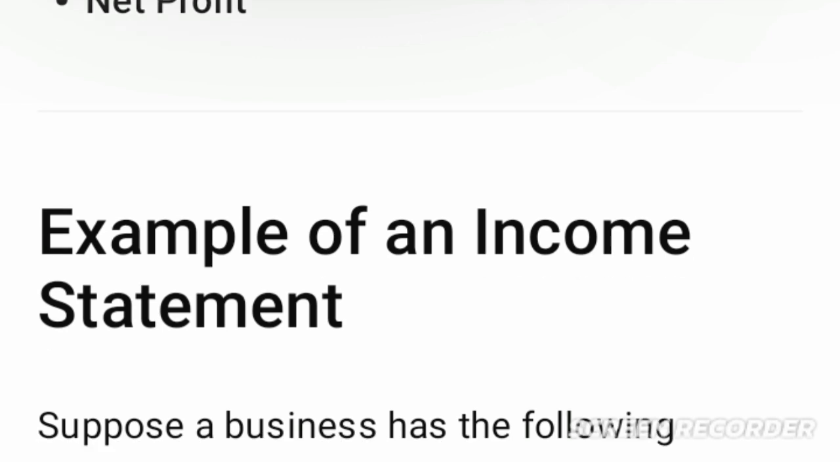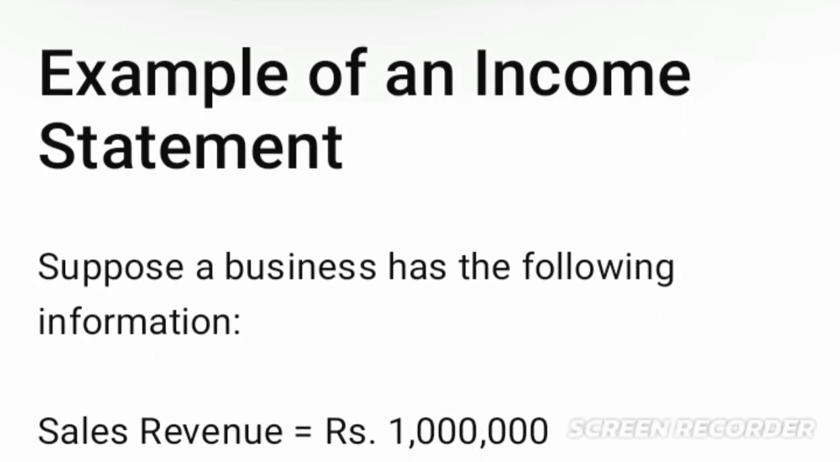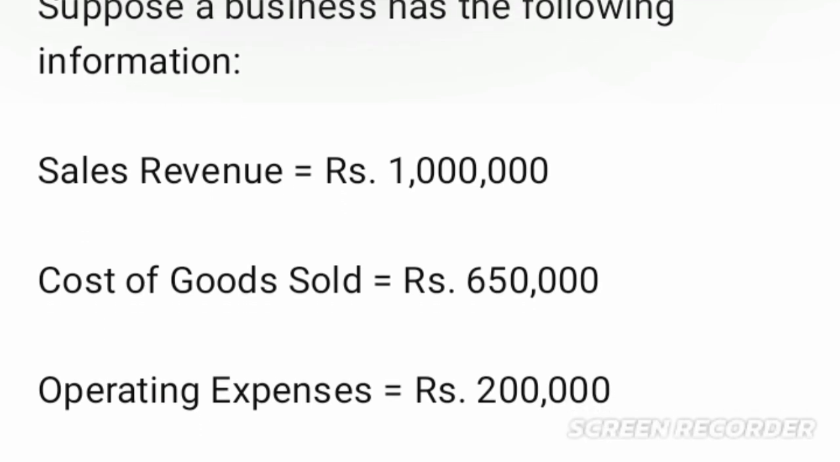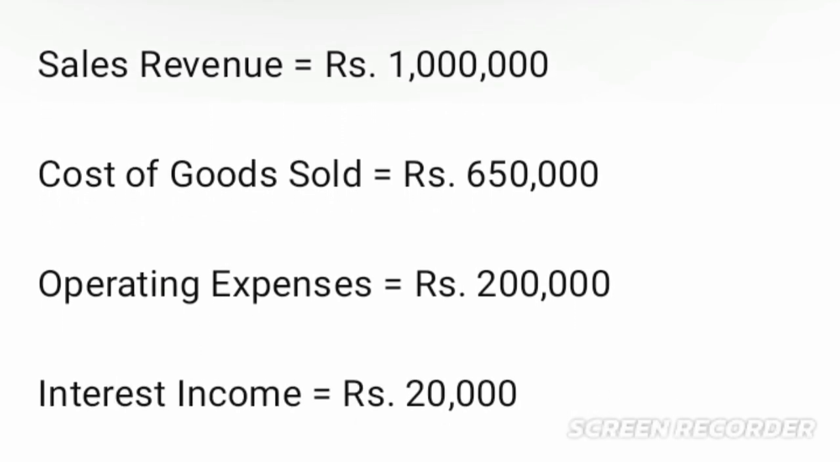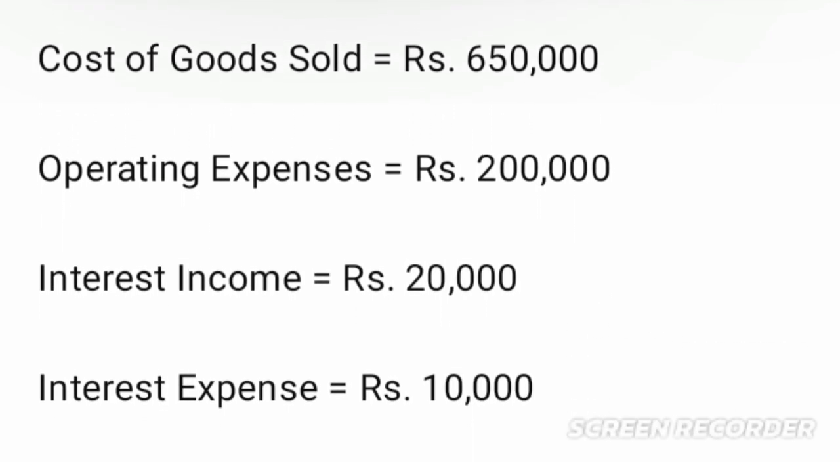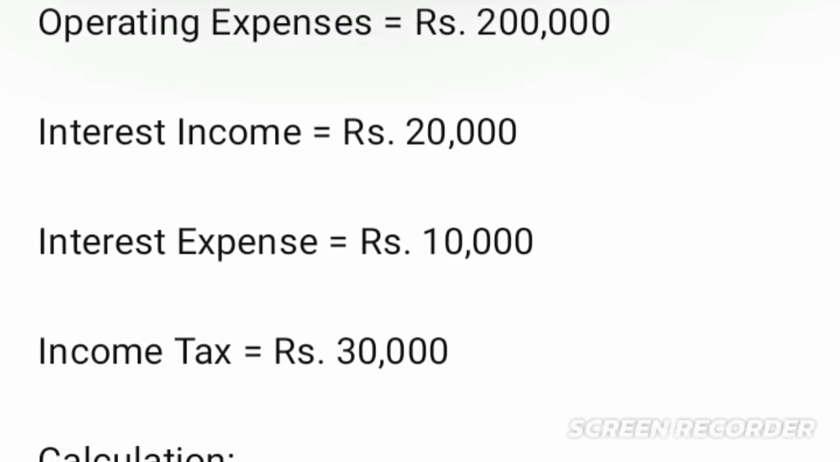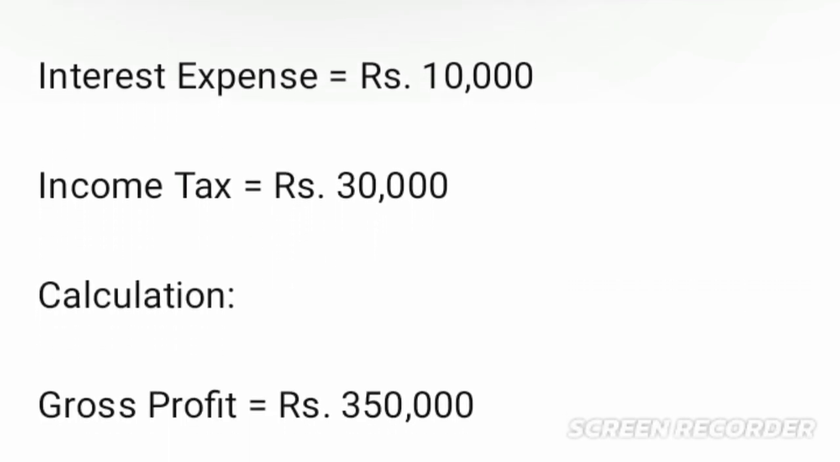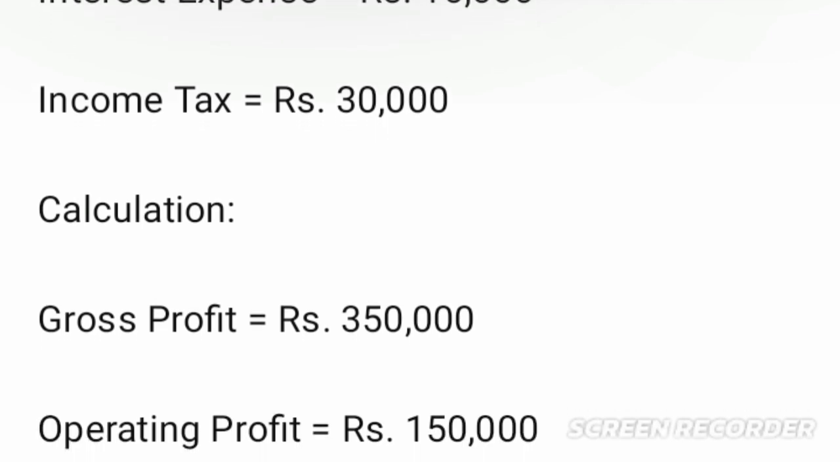Example of an income statement. Suppose a business has the following information. Sales revenue equals Rs 1,000,000. Cost of goods sold equals Rs 650,000. Operating expenses equals Rs 200,000. Interest income equals Rs 20,000. Interest expense equals Rs 10,000. Income tax was Rs 30,000.